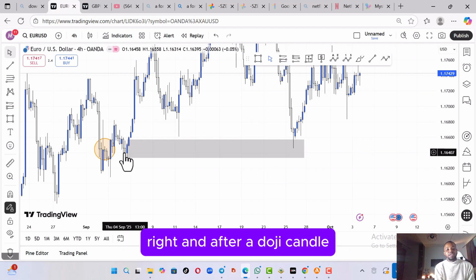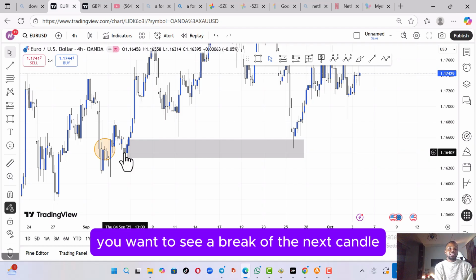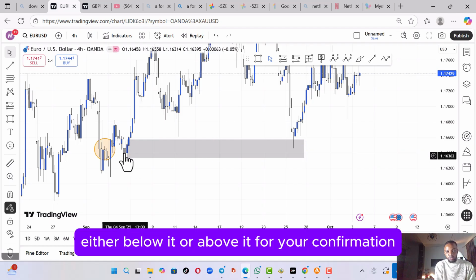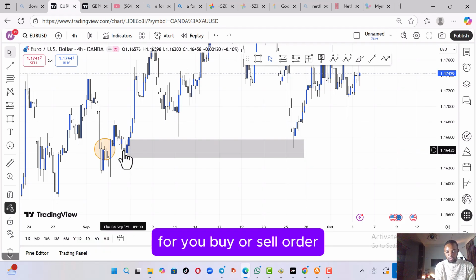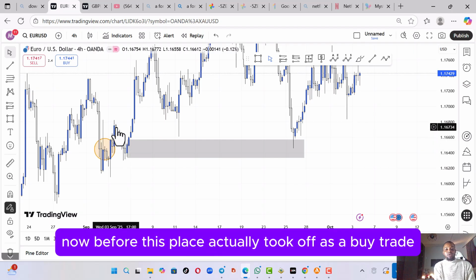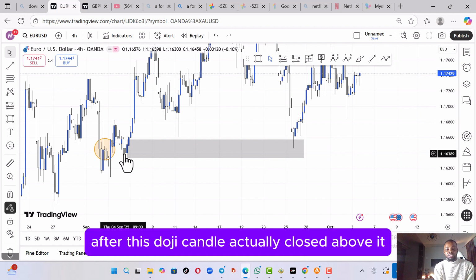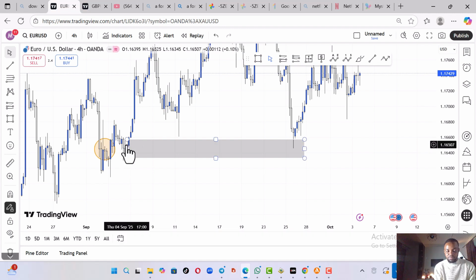And after a doji candle, you want to see a break of the next candle either below it or above it for your confirmation for a buy or sell order, right? Now, before this place actually took off as a buy trade, you see we had the doji candle. The next candle that opened after this doji candle actually closed above it, right?